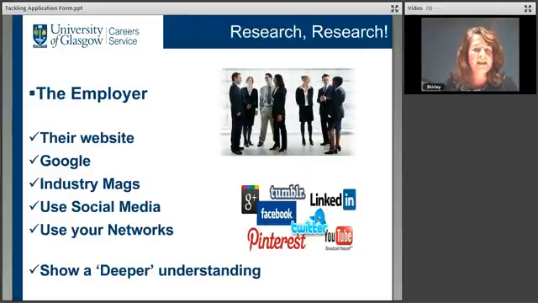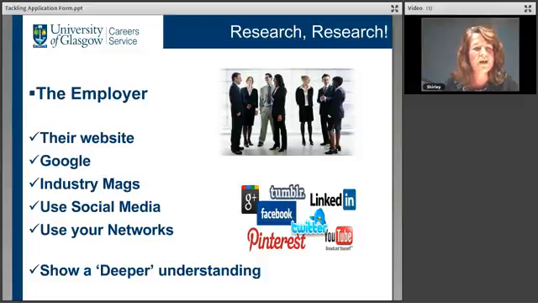The first key area to research is the employer, and you want to spend a lot of time in these areas of research. Firstly, check their website. Now, everybody is going to check the employer website, but you can show a deeper understanding of the employer by going further. Google them, have a look on any industry mags, use social media and see, are they tweeting, are they blogging? Use any networks you have, in person or social media networks.